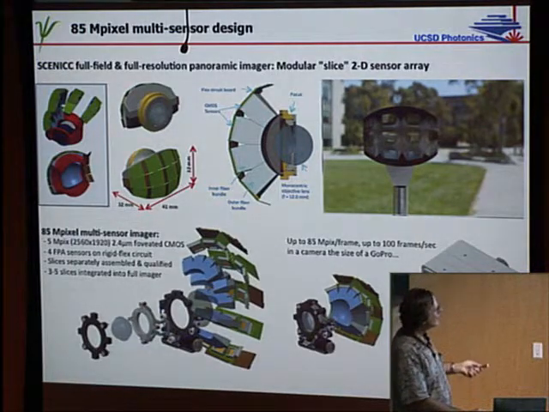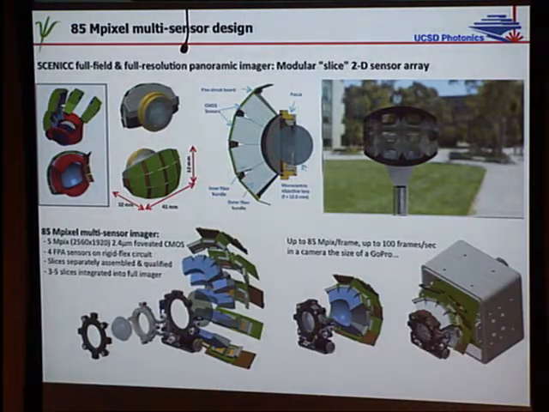And I didn't even talk about the focal plane, which is a full custom focal plane. It's not quite ready for publication, but it's actually coming out of fabrication finally. And we should be talking about it in about a month and a half. That's Forza Silicon's focal plane, which is foveated, low power dissipation. This camera is up to 85 megapixels per frame and up to 100 frames per second in a camera, the physical swap of a GoPro approximately.